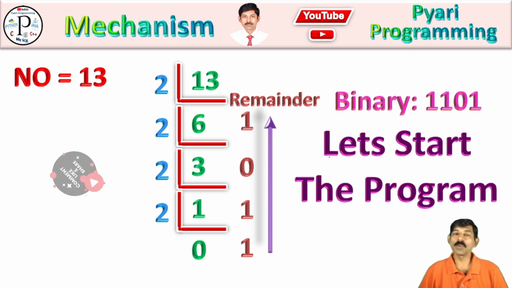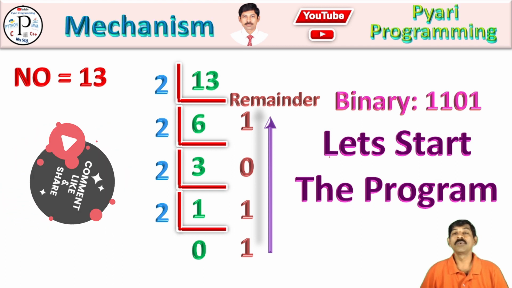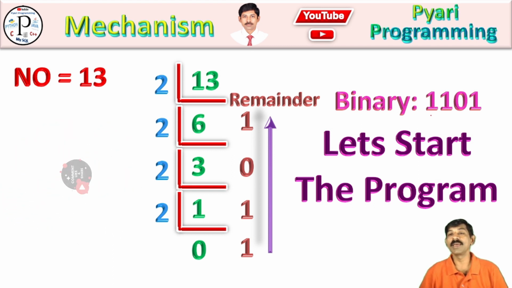So let's start our program, where we will see how to convert a decimal to binary, how to store the quotient and remainder, and the most important part: how to get the remainders in reverse order to display the binary result.